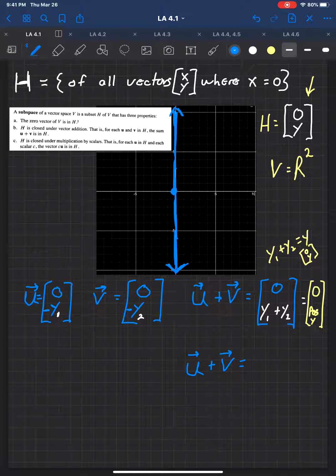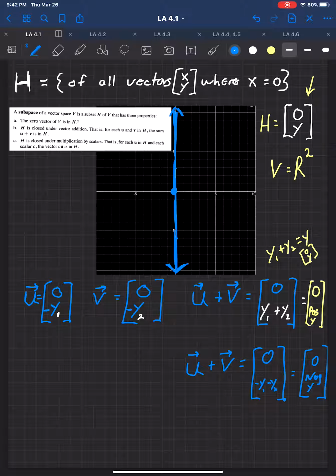Let's hurry through this. If you add u and v, you would get 0. And then what you would have here is a negative y value plus another negative y value, negative y sub 1 minus y sub 2. Do you understand that you still get some vector 0, but now you have a negative y value? But it's okay to have a negative y value. It's okay to have any y value you want, right?